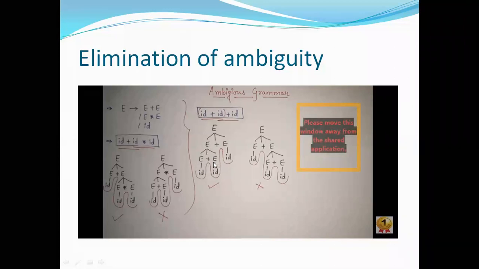Why? Because at the leaf level we are adding the first two IDs. In the other one, at this leaf level we are adding the second ID and third ID first and then adding to the first ID. So this is the wrong way. Because from left to right we should add first and second IDs first and then add the third one. So this is the ambiguity, and we are eliminating it. This is the correct one. These two derivation trees are wrong, because we have some ambiguity there. So we can eliminate this ambiguity.